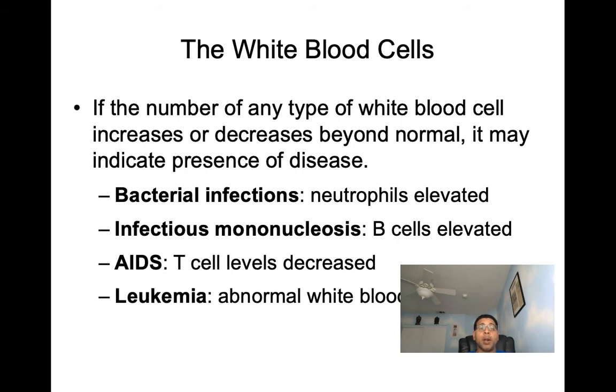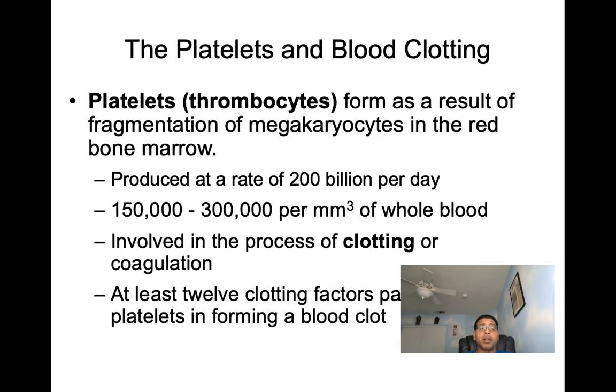Let's move on then to our platelets, and let's check out blood clotting. Now we talk about our platelets. Our platelets are also known as thrombocytes. They're involved in blood clotting, and they come from megakaryocytes. These cells are platelets or thrombocytes. They form as a result of fragmentation of megakaryocytes in the red bone marrow.